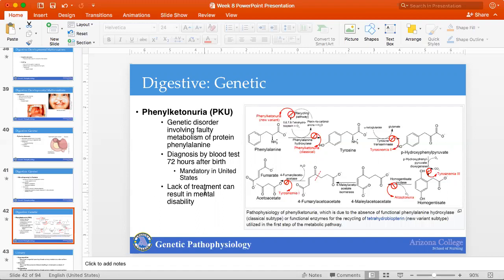So if this isn't caught and this amino acid is in their diet, then it would lead to mental disability. If it is caught early on, and since this is mandatory testing, then through diet this can be avoided.